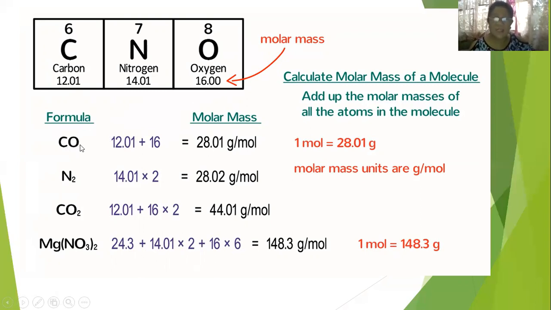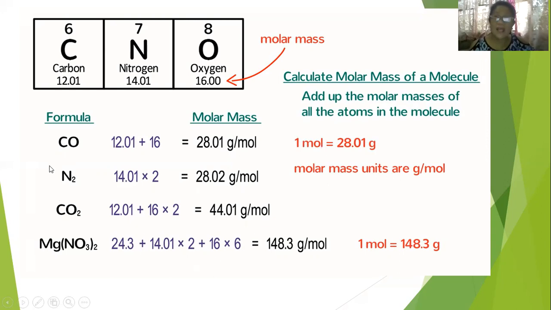Only 1. Then multiply it with the molar mass 16. Add it up. Therefore, the molar mass of carbon monoxide is 28.01 grams per mole. Okay, and this could be vice versa. You can use that in 1 mole, that is 28.01 gram of carbon monoxide, or 28.01 gram is equivalent to 1 mole.